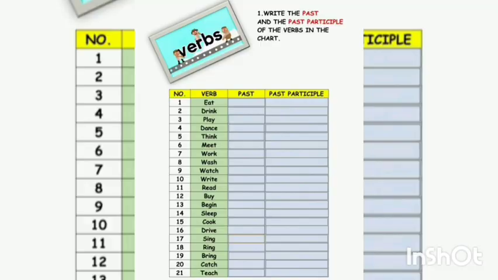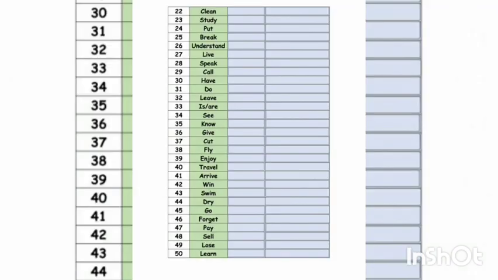So now it's the time to do some more exercises. Write the past and the past participle of the verbs in the chart. Okay. Past and past participle we have also learned in the earlier videos. Okay, so: eat, drink, play, dance, think, meet, work, wash, watch, write, read, buy, begin, sleep, cook, drive, sing, ring, bring, catch, teach. Okay, here 21 verbs you are getting. You have to write the past form and also the past participle form.